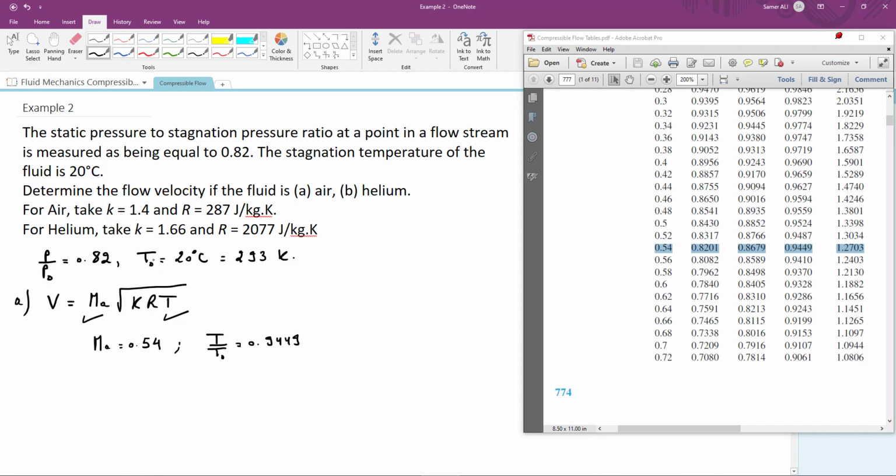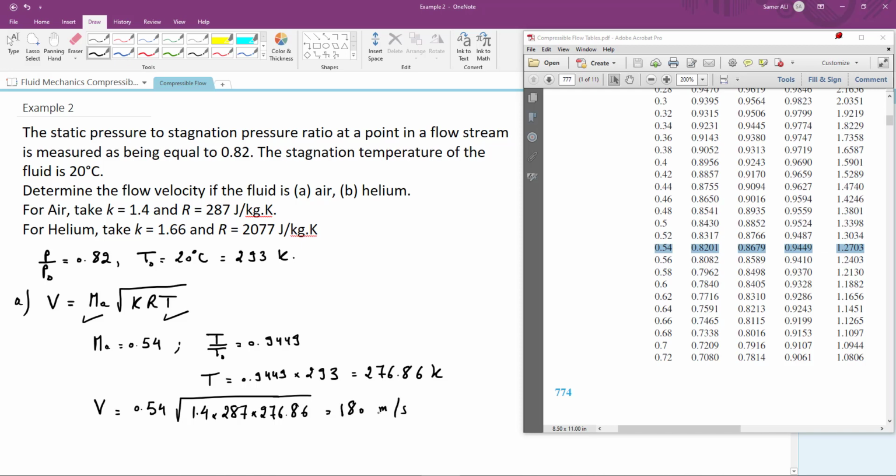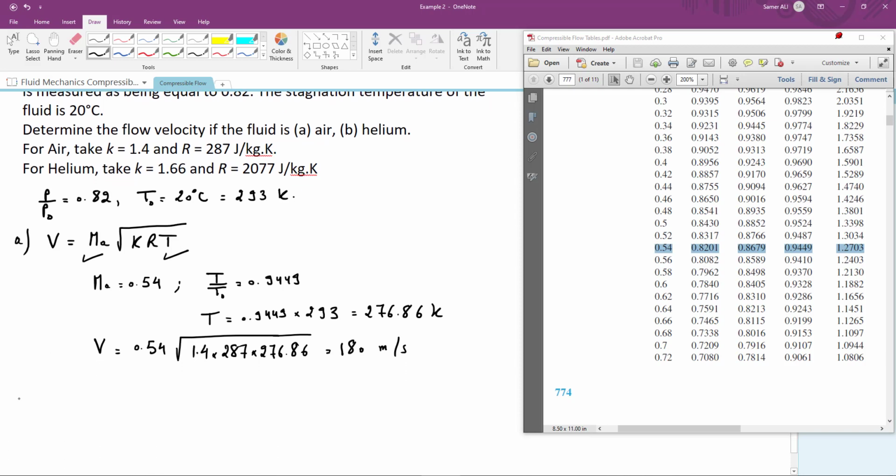And since we know the stagnation temperature T naught, you can find the temperature. So the temperature is 0.9449 times the stagnation temperature, which is 293, which is equal to 276.86 Kelvin. So the velocity V will be equal to the Mach number times the square root of K times R times the temperature, 276.86, which will be equal to 180 meters per second.